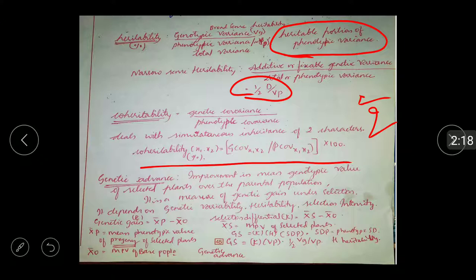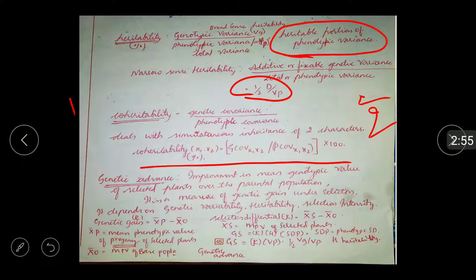Genetic advance is the improvement in mean genotypic value of selected plants over the parent population. As I said, it is a measure of genetic gain under selection. Mean genotypic value is the value of the genes to the individual itself. That is the mean genotypic value of selected plants over a population.